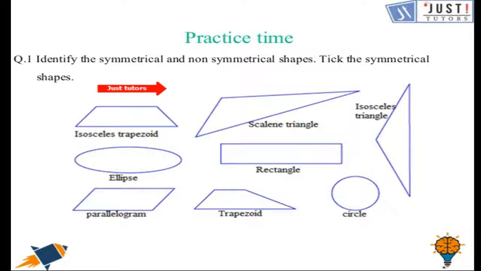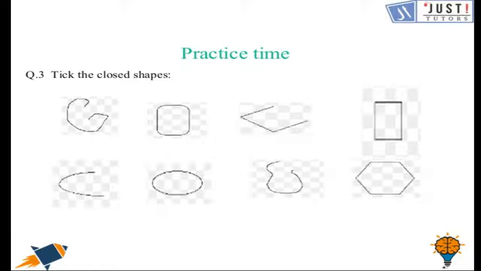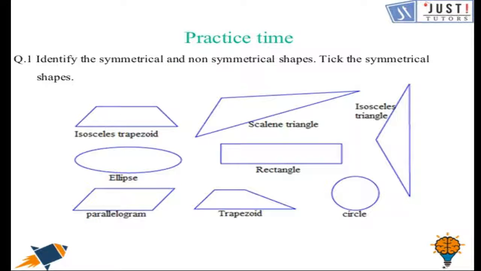Alright, so it's practice time. We have 3 questions over here, and first you need to identify the symmetrical and non-symmetrical shapes. So for that you will tick the symmetrical shapes. In question number 2, draw the line of symmetry. And in question number 3, tick the closed shape. So to try these questions, you need to pause the video, and once you're done, please resume the video to check your answers. You can now check your answers from here.